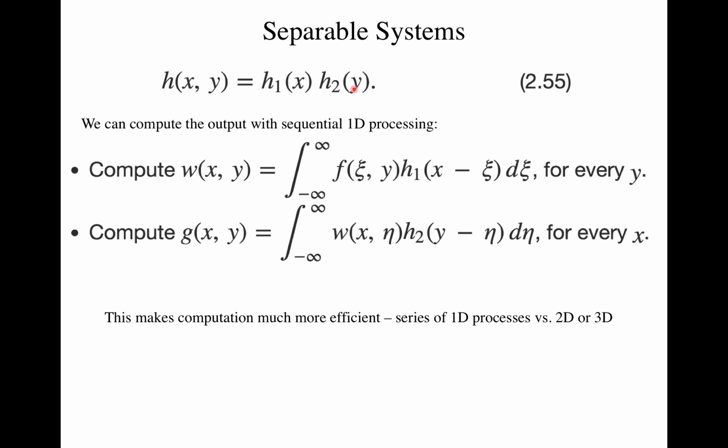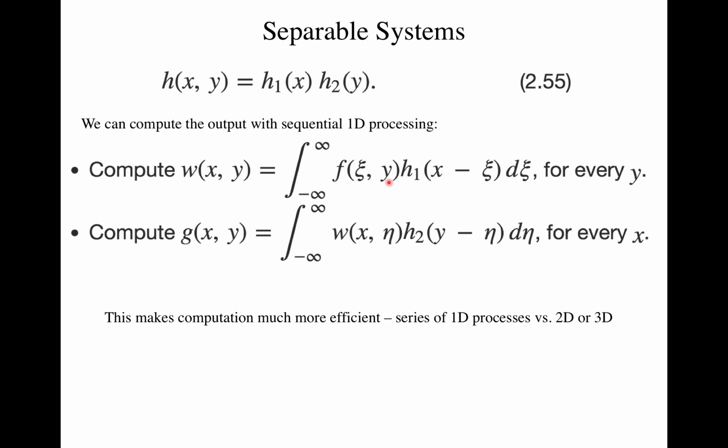Because you can do operations with this one first, in 1D, and then do operations with this one next in 1D. You don't really have to do a 2D convolution, for example. You can just do two 1D convolutions. So basically I'm looking for my output, g of xy, which is going to be my final image, and my input is f of xy.